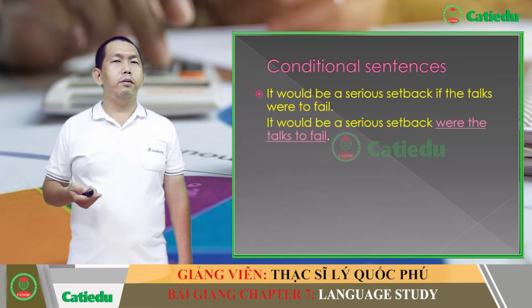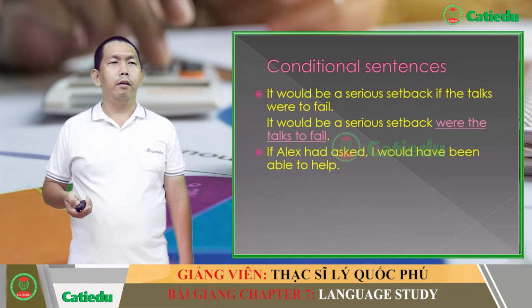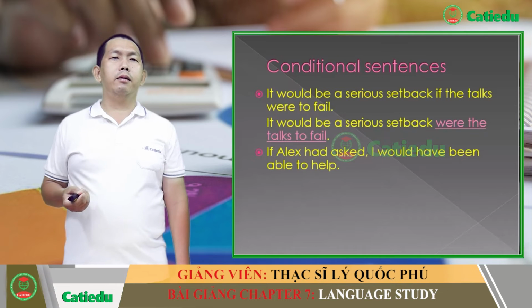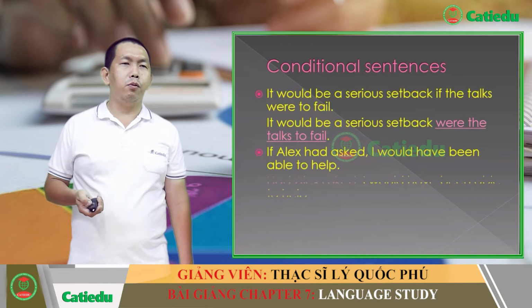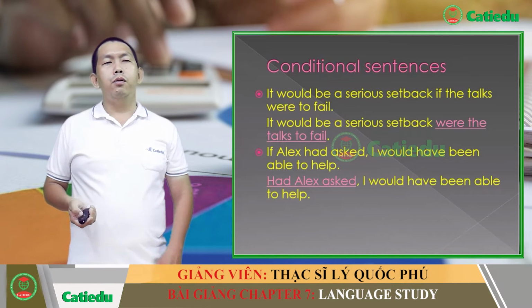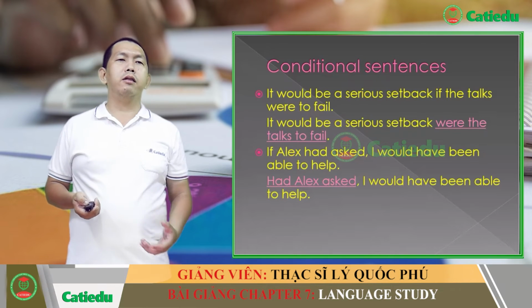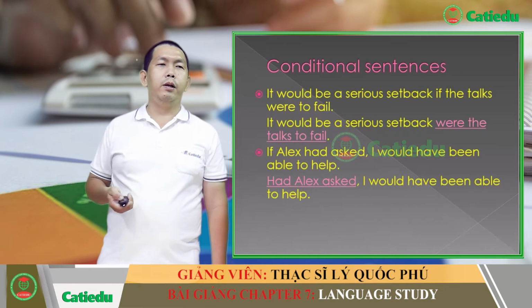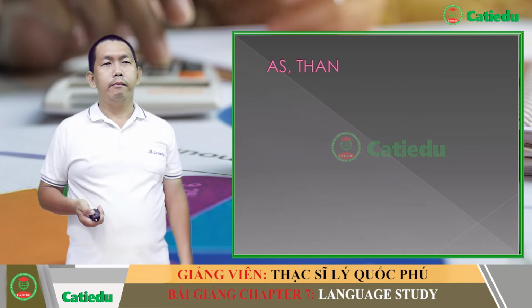Now, conditional sentences. It would be a serious setback if the talks were to fail. It would be a serious setback were the talks to fail. If Alex had asked, I would have been able to help. So you can change it: had Alex asked, I would have been able to help. This is an inversion.